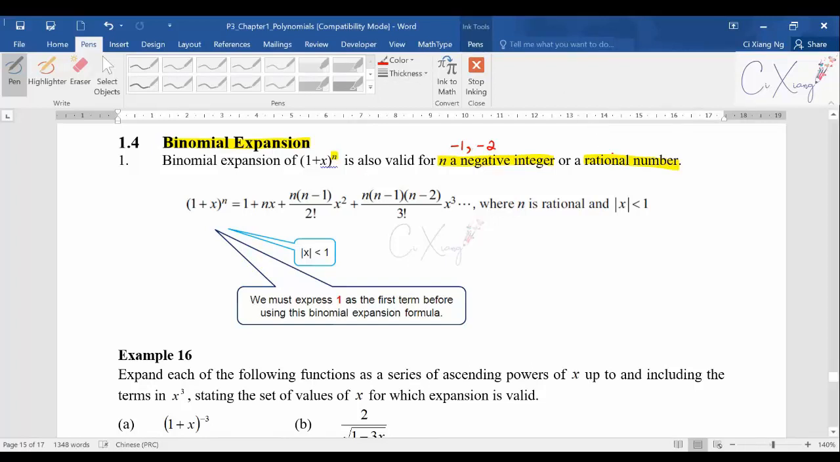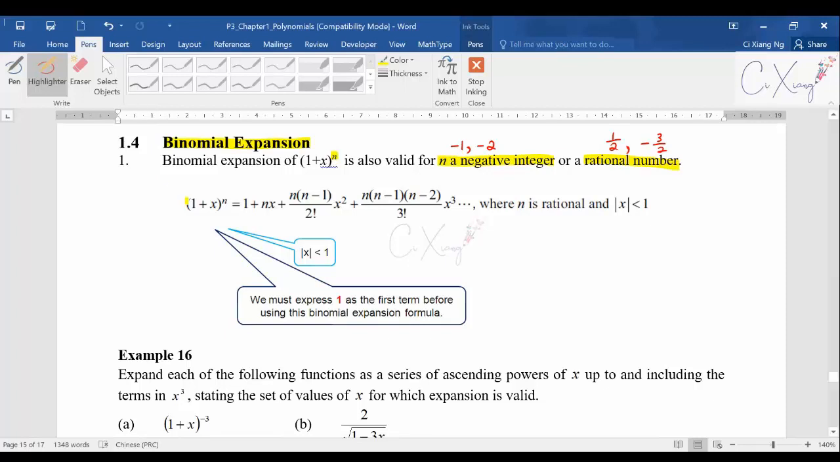The same thing happens for a power that is a rational number. Rational number means, in short, a fraction like 1 over 2, or negative 3 over 2, and so on. When the power is a rational number or negative integer, generally you need to apply a new formula to do the binomial expansion. It is a bit different from what we learned in AS. The formula is given in the formula booklet, but I would prefer you to memorize it as well.